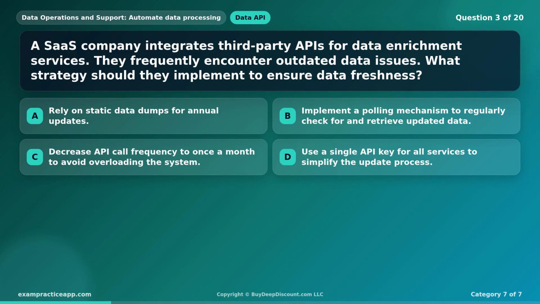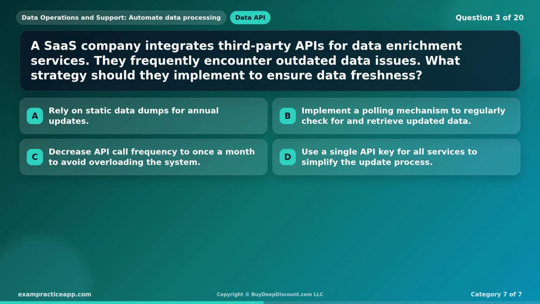Option A. Rely on static data dumps for annual updates. Option B. Implement a polling mechanism to regularly check for and retrieve updated data. Option C. Decrease API call frequency to once a month to avoid overloading the system. Option D. Use a single API key for all services to simplify the update process.